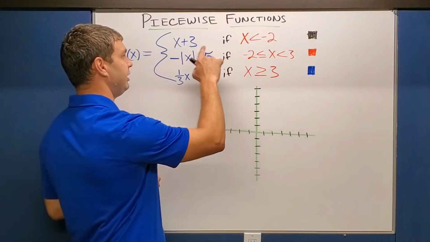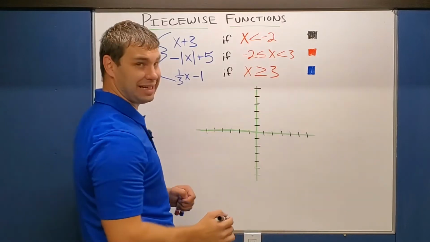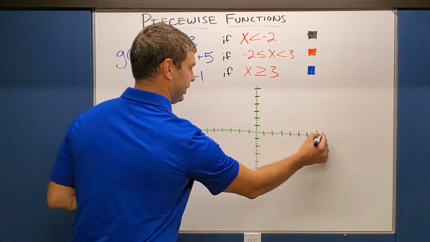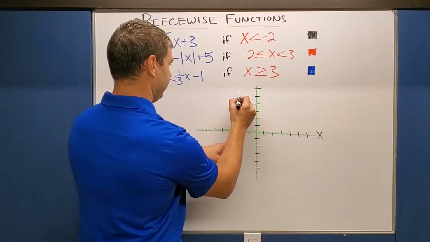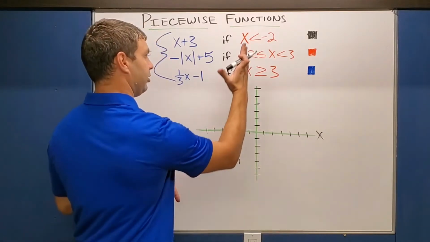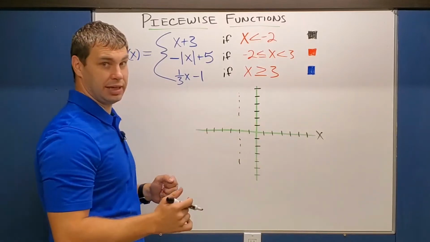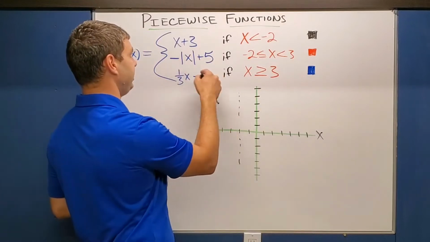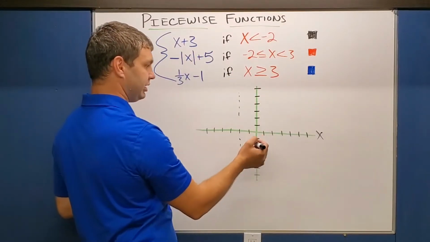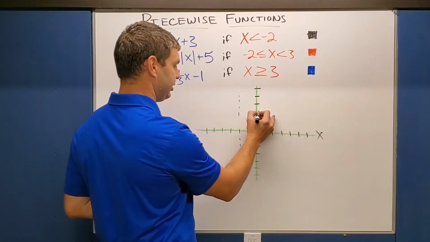First off, I can only graph this one, x plus 3, when x is less than -2. So if this is my x-axis, and this is -2, if I put my dotted line back here, I can only have that piece of the graph on the left side of that line. I would graph it normally, x plus 3, this is just 1x plus 3. 3 is going to be my y-intercept. So 1, 2, 3 on the y-intercept would be right here.